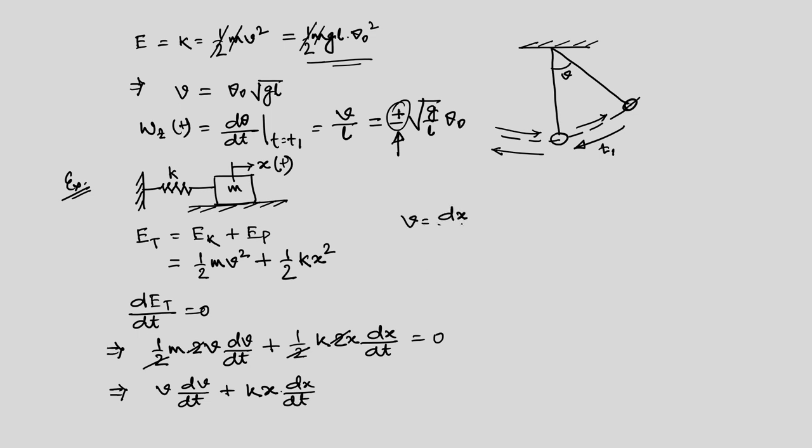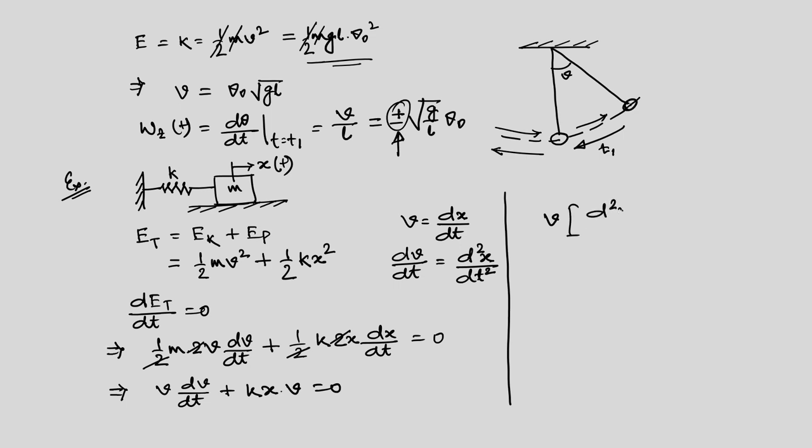Obviously, we know what velocity is. Velocity is dx dt, and if we differentiate velocity with time, we can write it in terms of displacement also, it is the second derivative of the displacement x of t. Now, if you use that information, this term we can modify with v, and this is equal to 0. Obviously, what we have is v, and then in place of dv dt, we can write d2x dt2 plus, so there is a mass, sorry, I missed it. So, there will be mass m, plus k times x is equal to 0.